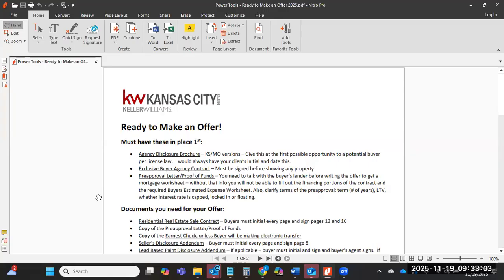So checking for that, but then you're also checking for if we write our offer tonight, chances are if we're going to get an acceptance, it's going to happen in the next day or two. We are asking for how many days in our inspection period. That's another thing to be checking with the buyer.